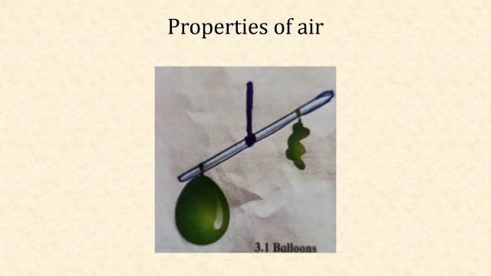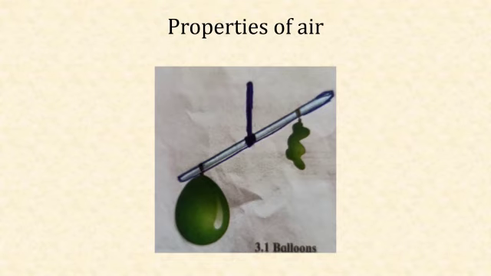Now, remove one balloon, inflate it, means fill air in it, and tie it again at its original position. Does the stick remain horizontal? You will see that the stick goes down on the side of the inflated balloon. This shows that air has weight.